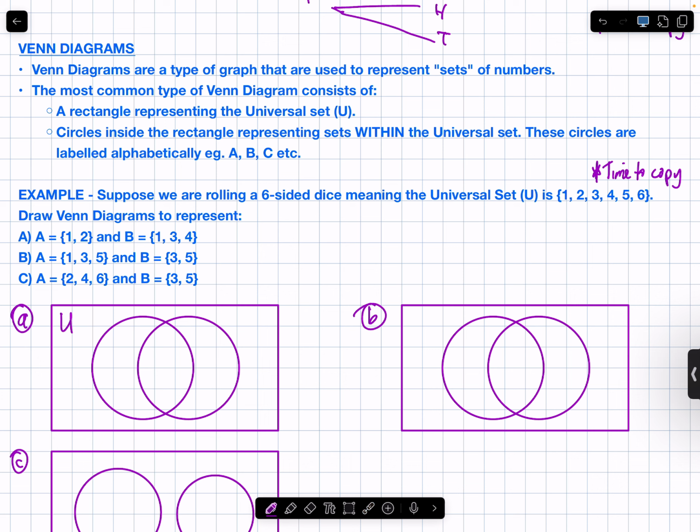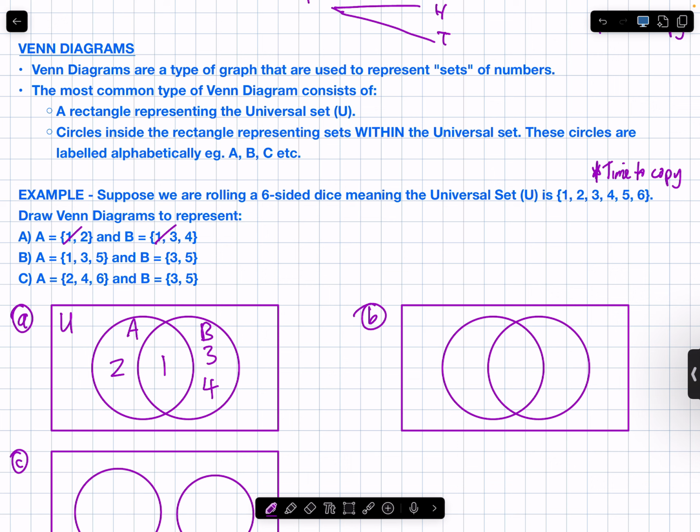U is the universal set. Let's label this as A. Let's label this as B. Any takers? Is there anything going to go in the overlap between? What's in both sets? 1. So we've done that. Is there anything that's only in set A? 2. What's only in set B? 3 and 4.